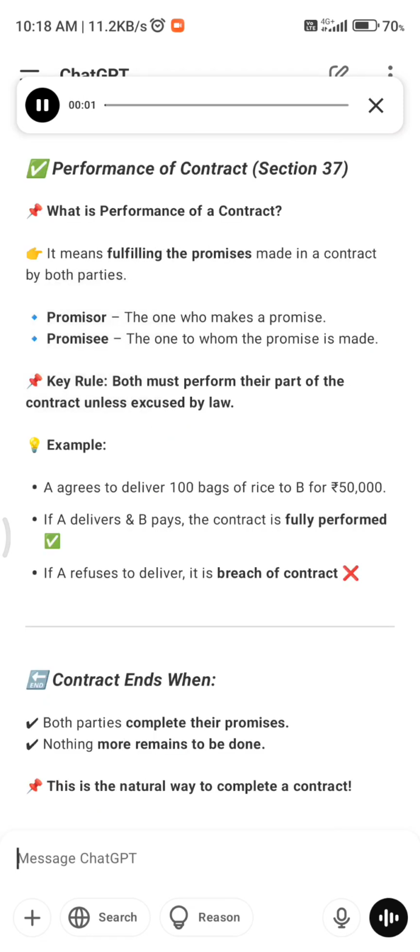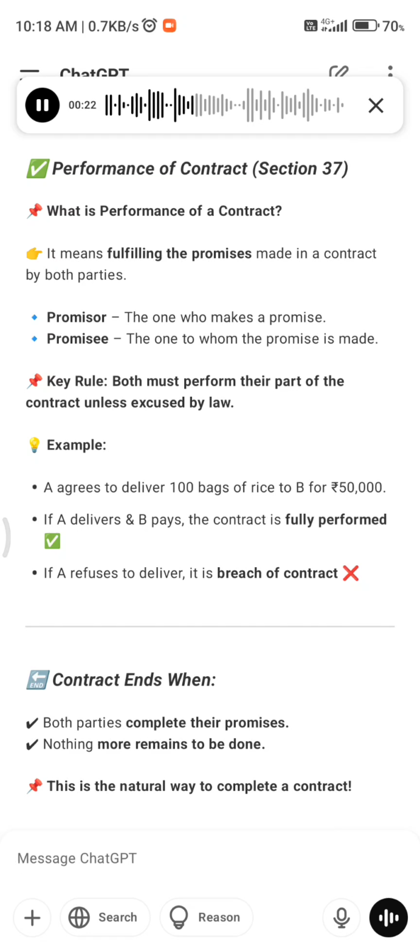Performance of contract, Section 2. What is performance of a contract? It means fulfilling the promises made in a contract by both parties. Promisor, the one who makes a promise. Promisee, the one to whom the promise is made. Key rule, both must perform their part of the contract unless excused by law.